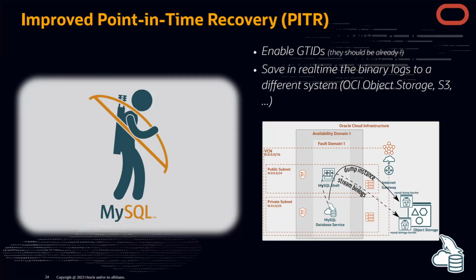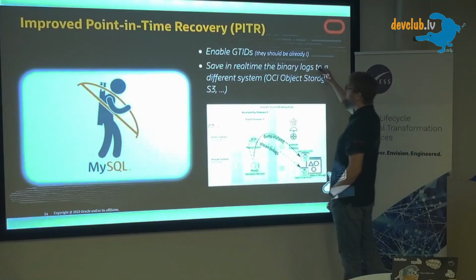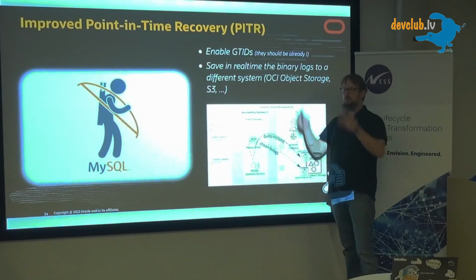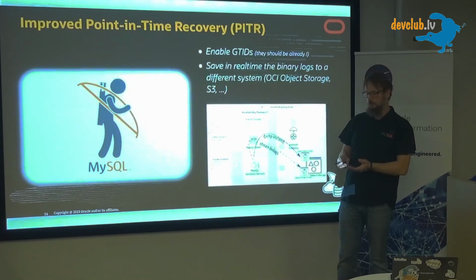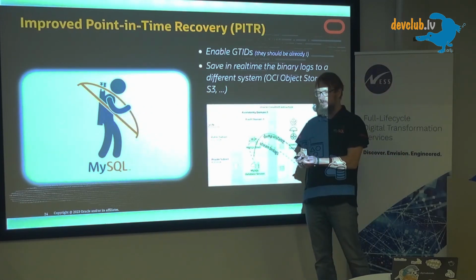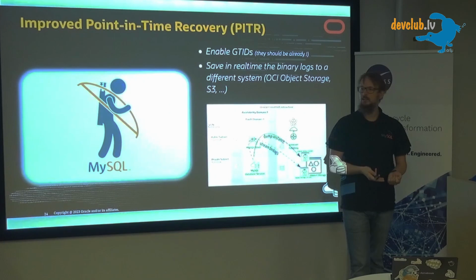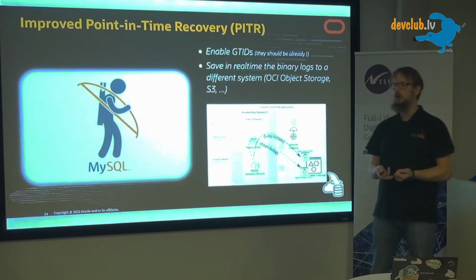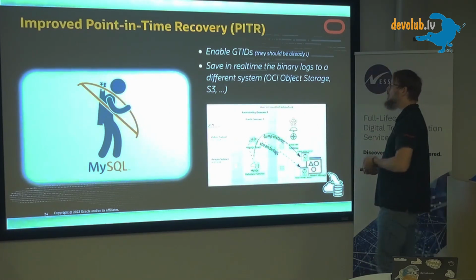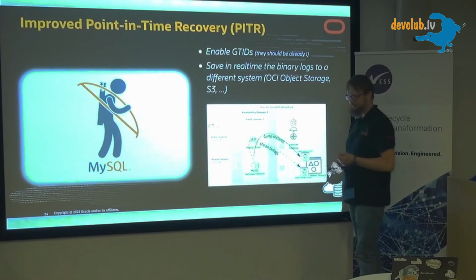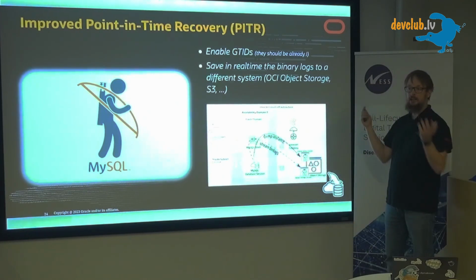I can improve the point-in-time recovery. So enable the GTIDs to be sure, but they are already enabled by default in MySQL 8 now. Save the binary logs in real time, because if you crash your disk, the binary logs are only on that disk, on the production server. So you need to stream the binary logs in real time somewhere else.